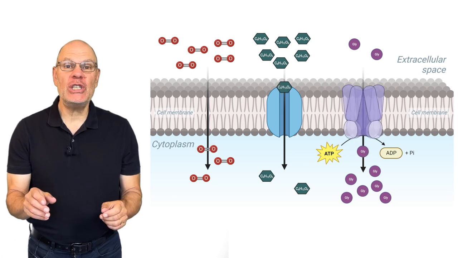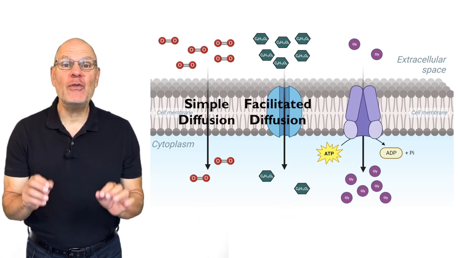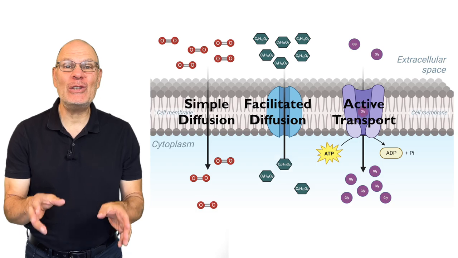What are the differences between simple diffusion, facilitated diffusion, and active transport?